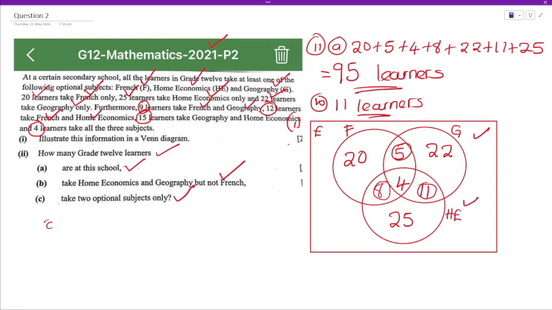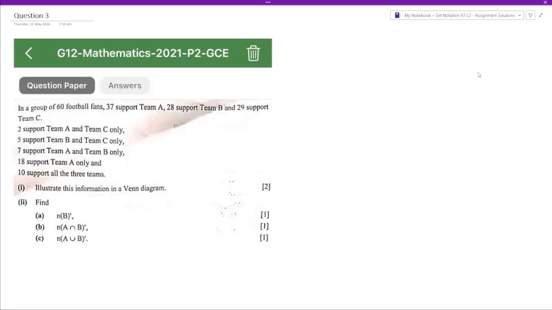So for C, let's solve it from here. 11 plus 8 plus a 5. What does that give us? 11 plus 5 plus 8, that gives me 24. So that's 24 learners. And you are done. Okay, proceed to the last question.